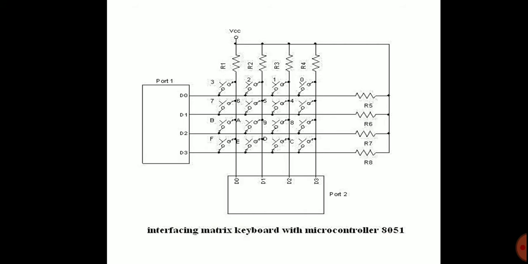Now we see interfacing a matrix keyboard with microcontroller 8051. This is an 8x8 keyboard interface. It is a function of the program stored in the EPROM of the microcontroller to scan the keys continuously and identify which one is activated. Now the rows are connected to an output port and columns are connected to an input port.